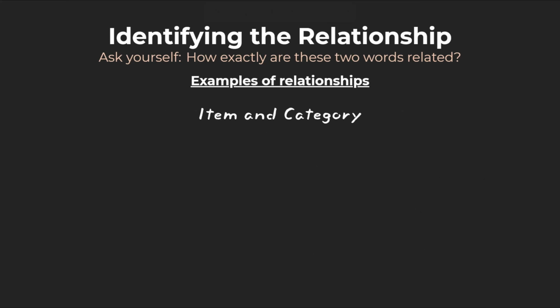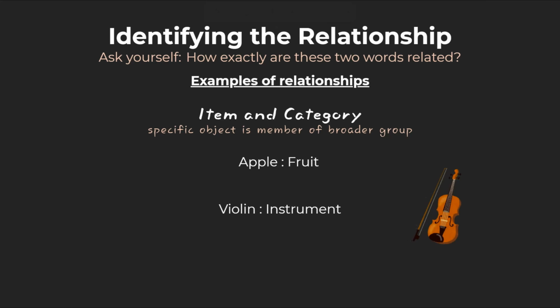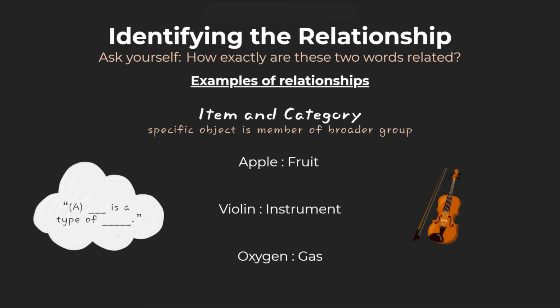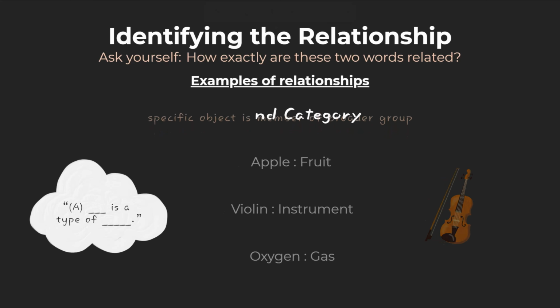Item and category. In this relationship, a specific object is identified as a member of a broader group. For example, apple is to fruit, violin is to instrument, or oxygen is to gas. A helpful check is whether you can naturally say, a blank is a type of blank, or simply, blank is a type of blank. For example, an apple is a type of fruit. If that sentence doesn't sound natural, the relationship is probably not category-based.